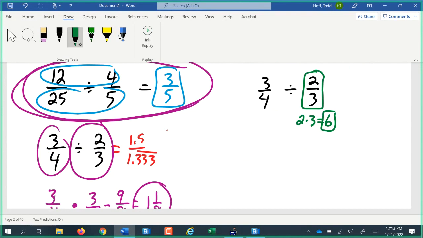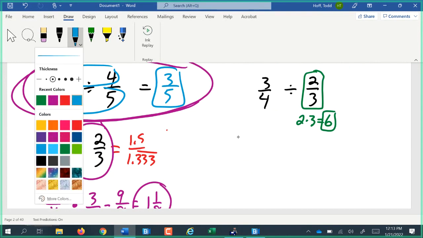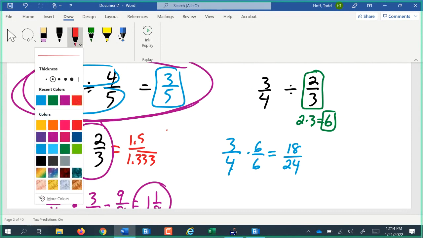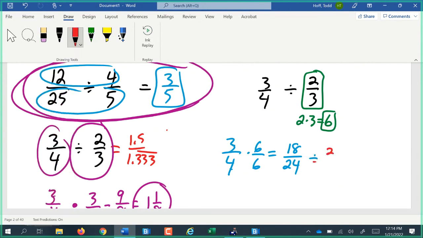So now we take that first fraction, 3/4, and we're going to rename it using the 6. So we're going to multiply by 6/6. 3 times 6 is 18. 4 times 6 is 24. Now we'll go ahead and divide by the 2/3. Now the 18/24 here is the same value as the 3/4. We've just changed its appearance. So this is still 3/4 divided by 2/3.